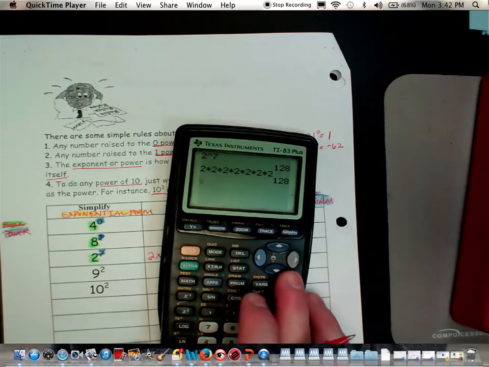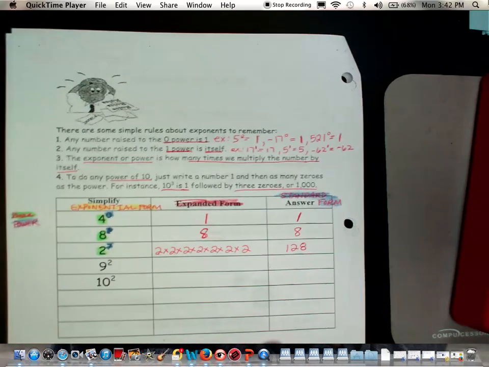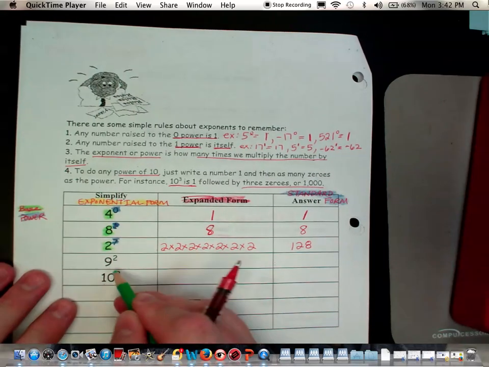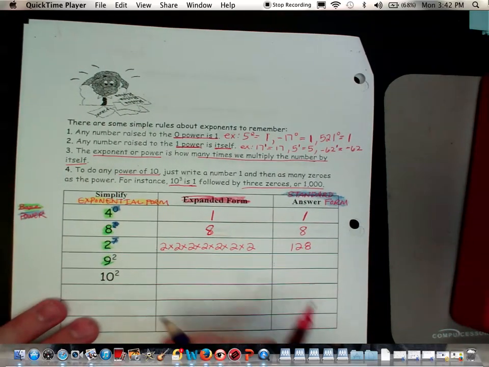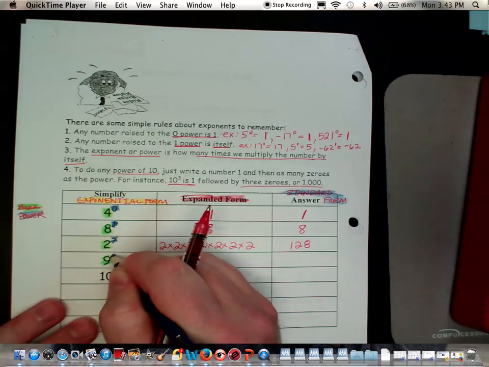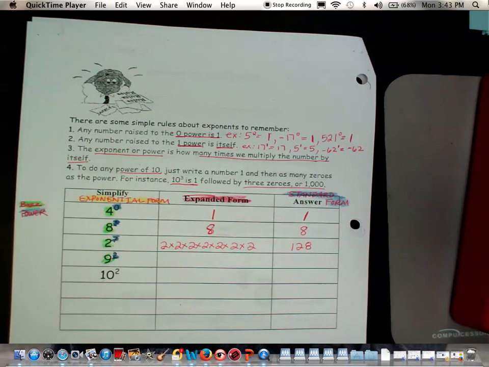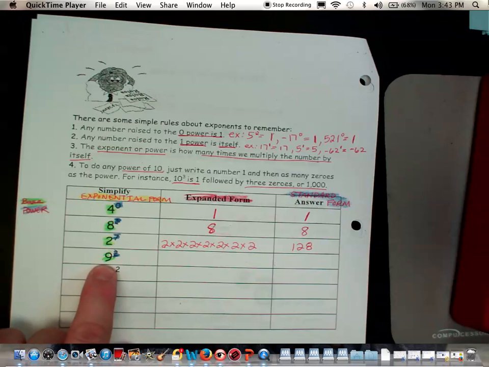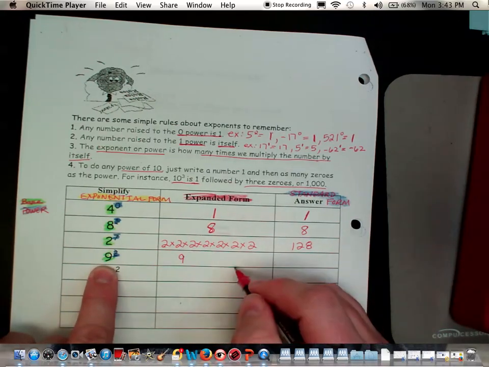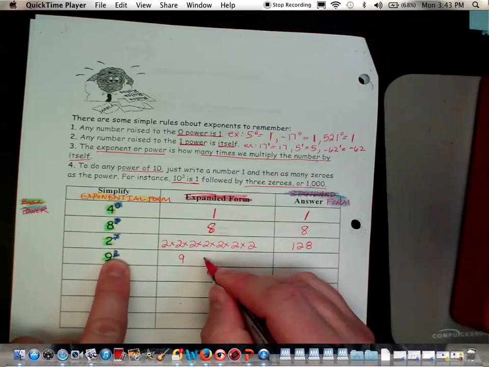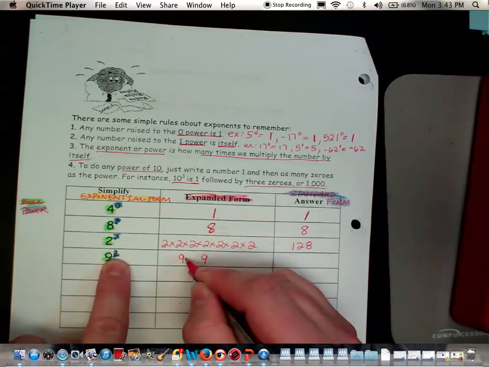Okay? Let's go to the next one. 9 to the 2nd power. Well, I'm going to color in the 9 because it's my base, green. And I'm going to color in the power, 2, because it's the power of 2. So that tells me I'm going to take 9 and multiply it by itself twice. So I have 9, and the power tells me I've got 2 of them, so it's 9 times 9.